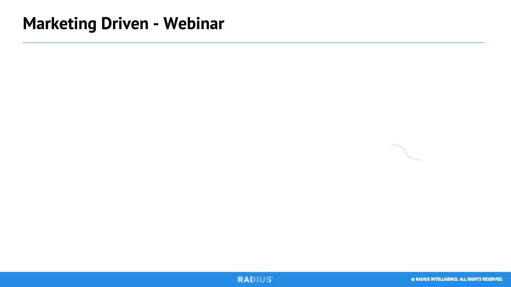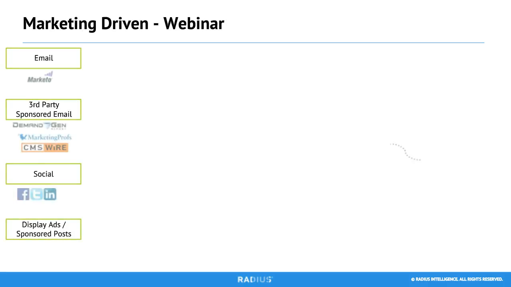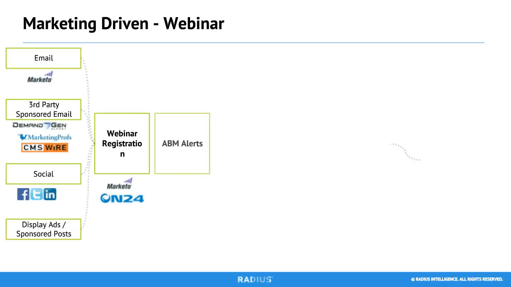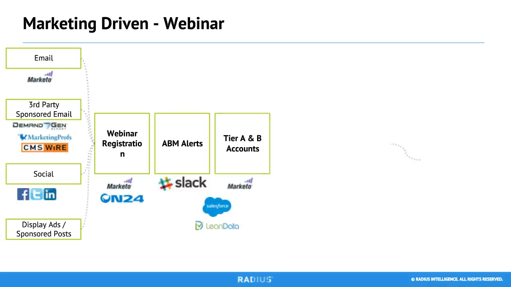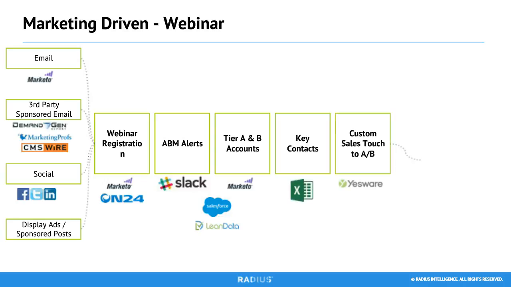So one, here's an example of what we're calling a marketing-driven webinar. It's a webinar which is not necessarily driven by just a key account list, but has a spin on it that helps make it ABM friendly. So, for instance, we did a webinar in conjunction with our launch and had an executive roundtable discussion with our exec team.